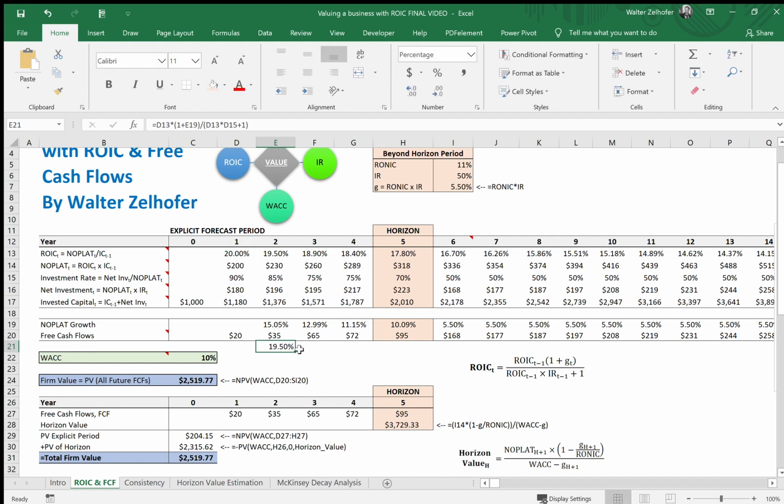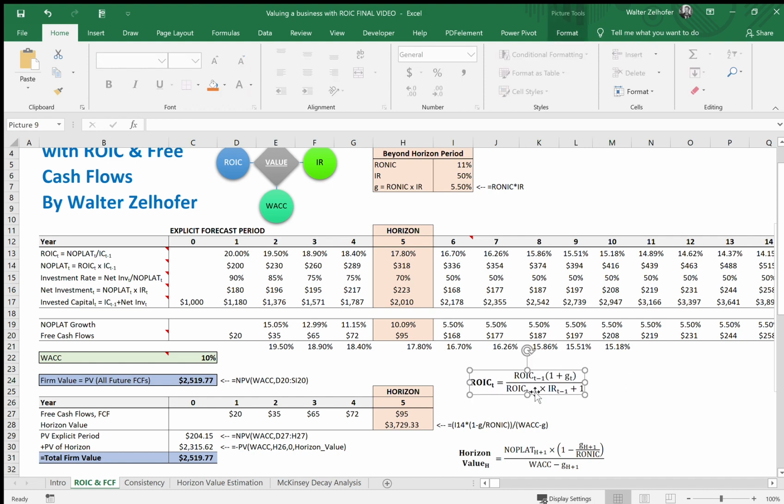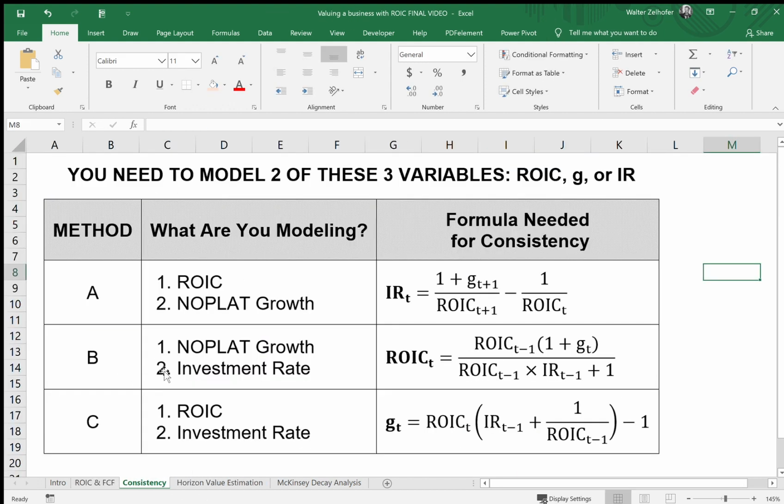And it did. And if you drag this all the way across, these numbers right here should match these figures up here. And it does. So for internal consistency, if you choose to model your timeline in a different way, you could use this formula right here to estimate what the return on invested capital must be to keep the growth rate and the investment rate consistent with your model. Okay, so that takes care of method B.